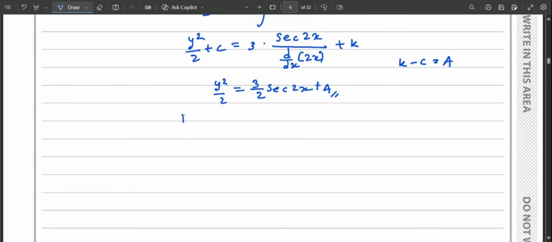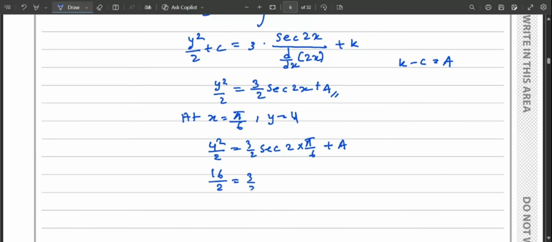So I can write at x equals pi by 6, our y is equal to 4. So I can write 4 square by 2 is equal to 3 by 2 sec 2 into pi by 6 plus a. So this will give us 16 by 2 equals 3 by 2.